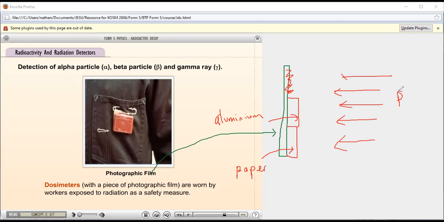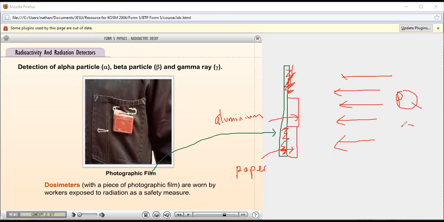Now let's say you have another radiation Q. When radiation pass through, what happened? You see that the top one is darkened, and then the bottom one near the paper is darkened. But the middle one doesn't get darkened. So that means radiation cannot penetrate aluminium with few millimeter thickness. So this is understood to be beta particle.